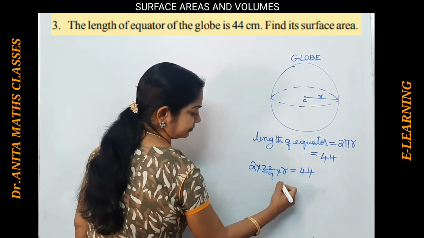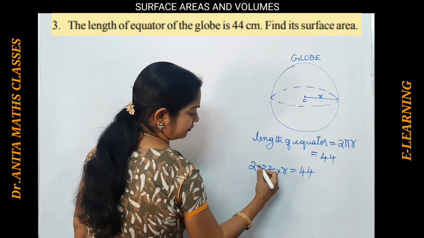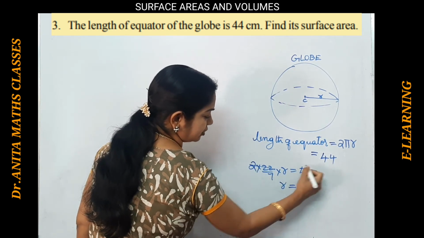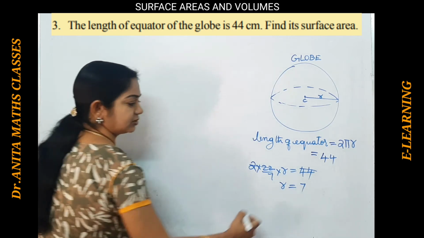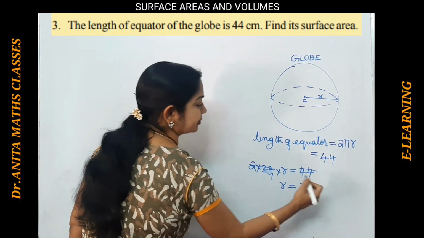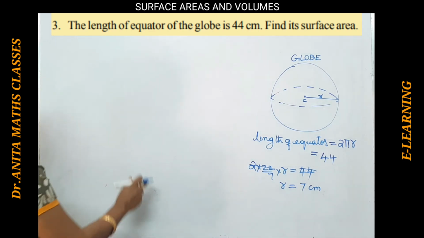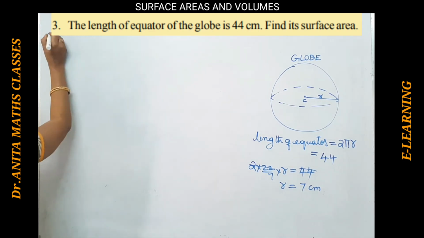We want r. Both sides have 44, so we can cancel off 44. If you cross multiply, r is directly 7. So 7 centimeters is r. We will substitute here. They asked us to find the surface area. So this is the third problem.